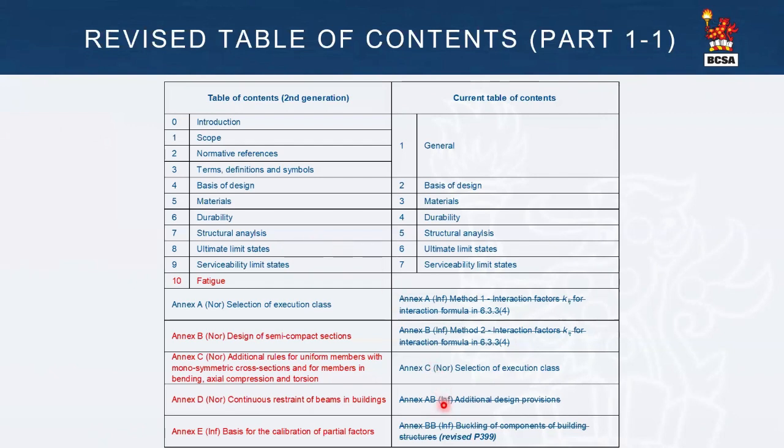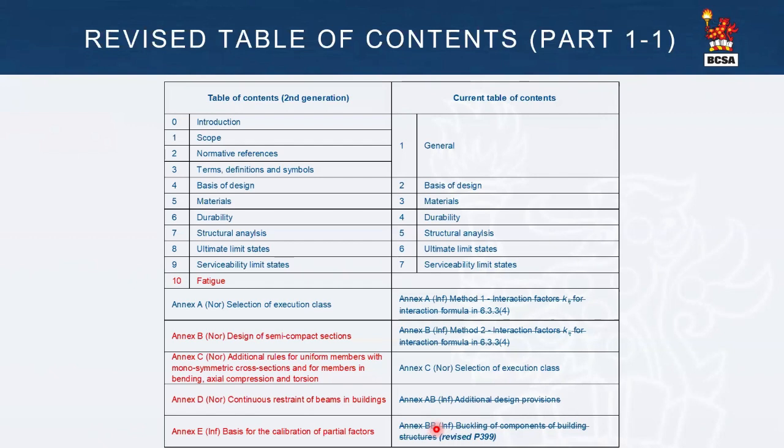Annex AB1, which had only a few paragraphs about nonlinear analysis, has also been moved into the main text of the code. Annex BB1, which was about buckling in triangulated structures, and it gave effective lengths and slenderness of diagonals in a truss, has been moved into a technical report. So the information is still available, but in a separate document.